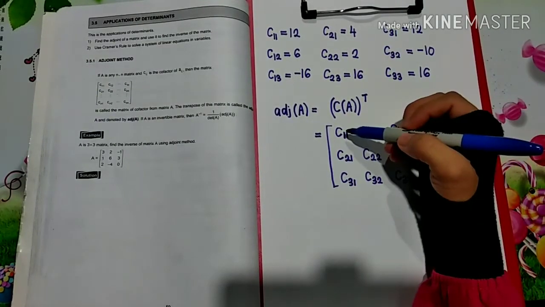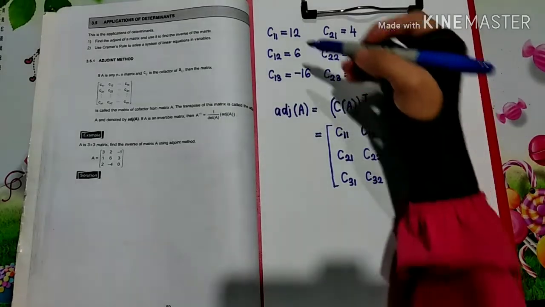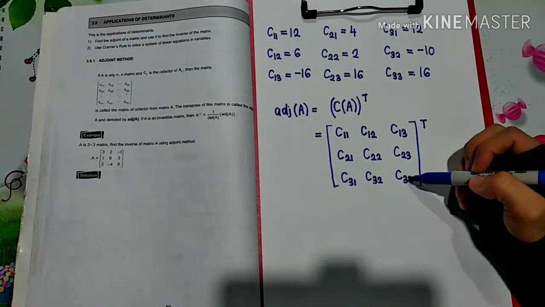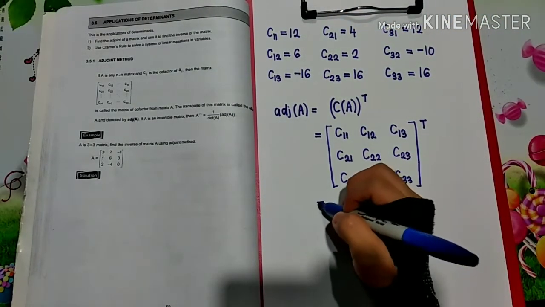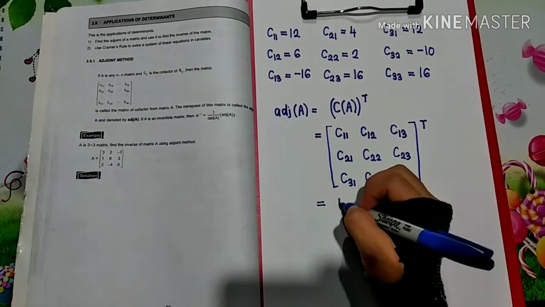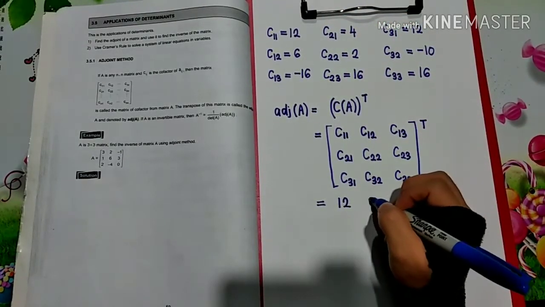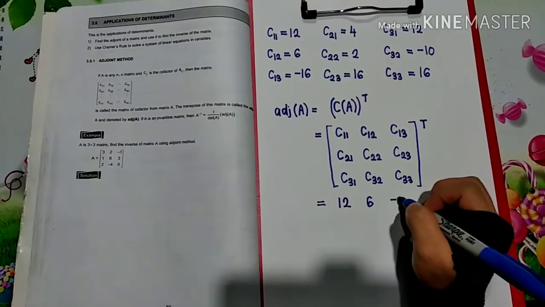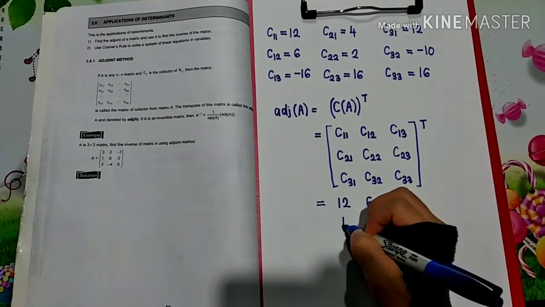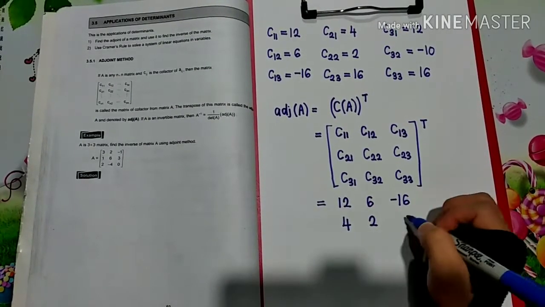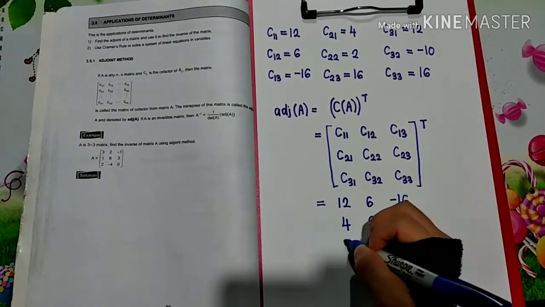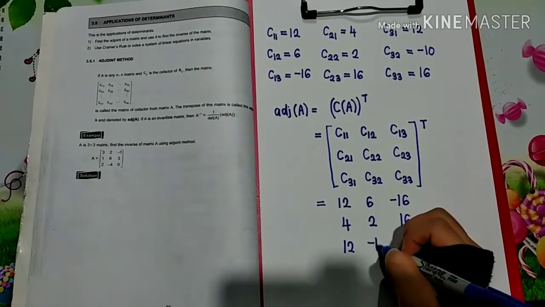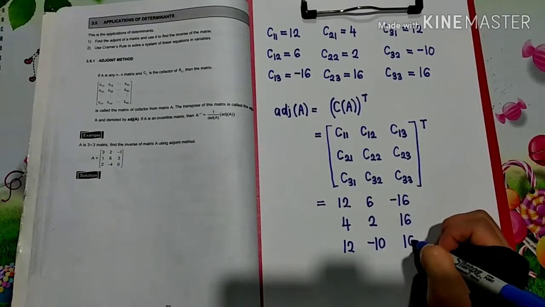So you substitute all the values for C11, C12 up to C33. So C11 here equal to 12, C12 6, C13 negative 16, this one 4, 2, 16, 12, negative 10, 16.